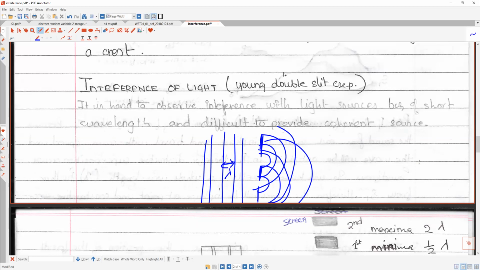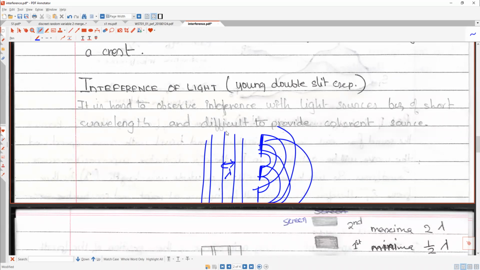And when does diffraction occur? Diffraction occurs when your wavelength is equal to your gap. Remember that from O levels? When the wavelength is equal to or more than the gap, diffraction takes place. I think I already explained that to you in detail as well.